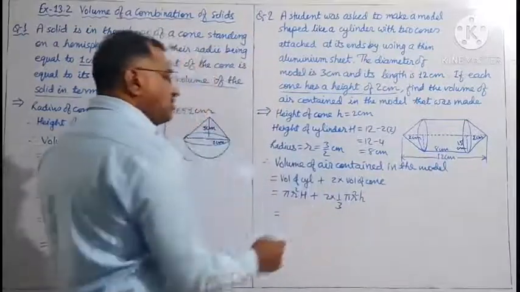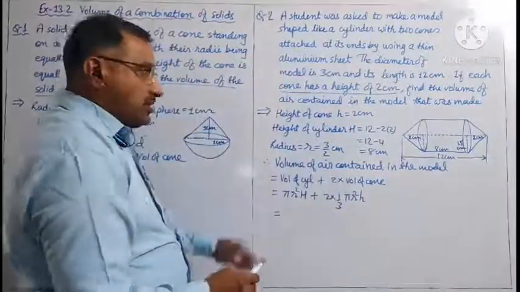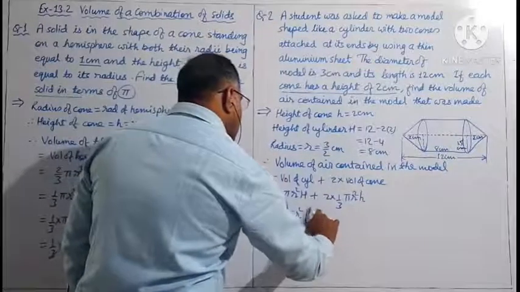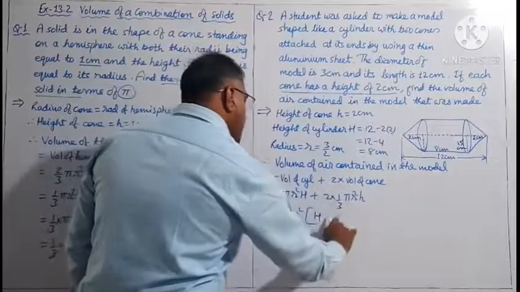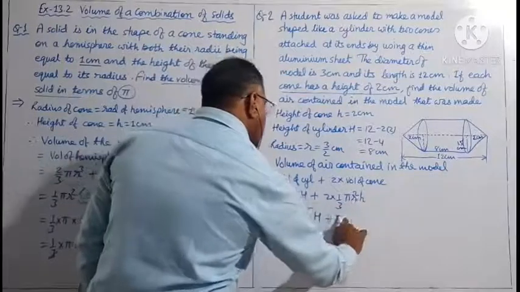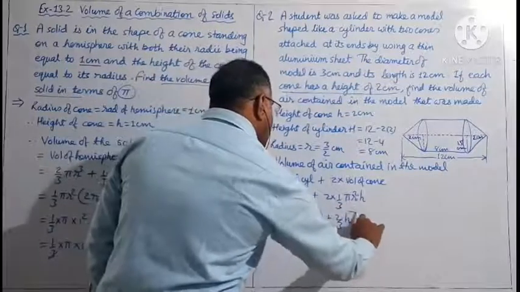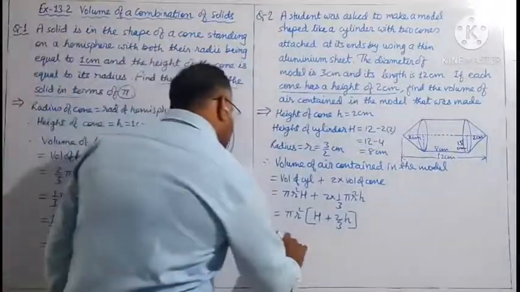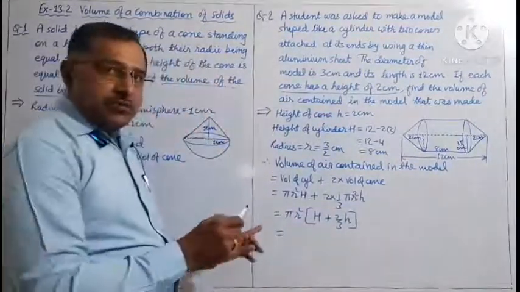Here you can see, now what is common? Pi r square is common. So pi r square common, we will get H left, plus 2 by 3 small h. Now we will substitute the values.